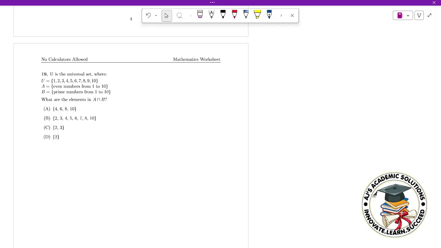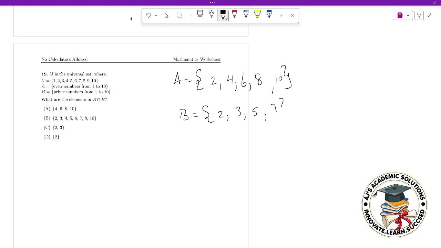Let's first list what's going to be in set A, even numbers: 2, 4, 6, 8, and then of course we include 10, because again, from 1 to 10, so 10 must be included. And then B, prime numbers: we'd have 2, 3, 5, and 7. Remember, prime numbers are numbers that have the divisors of itself and 1.